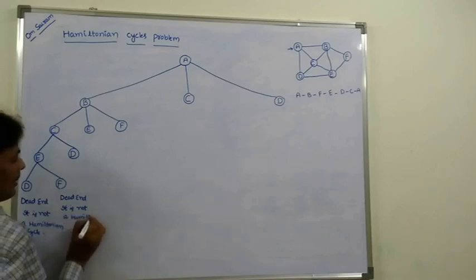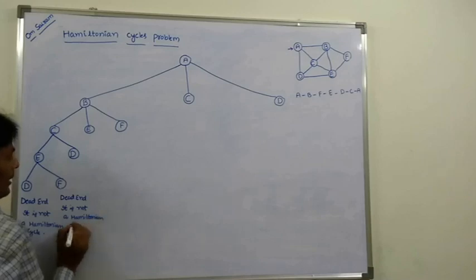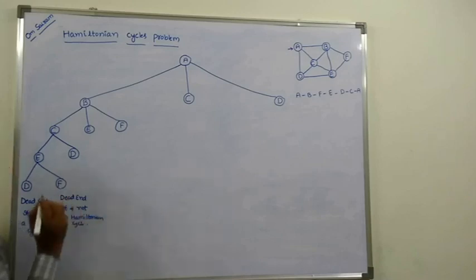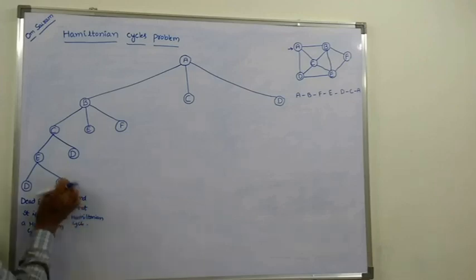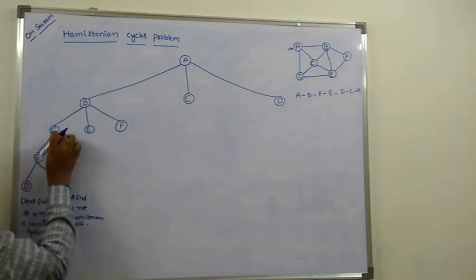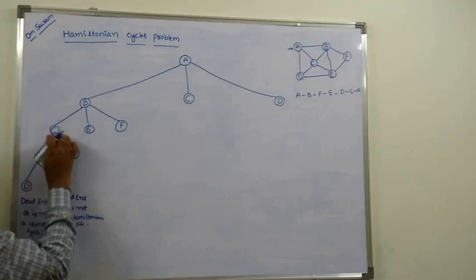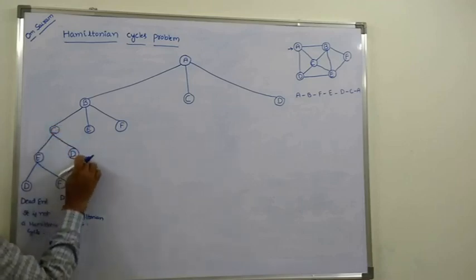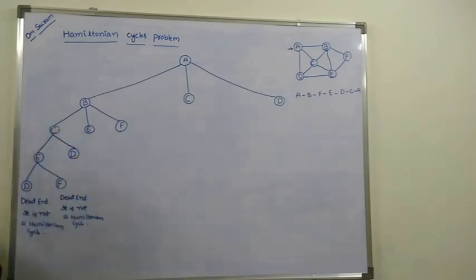It is not a Hamiltonian cycle. Next, we have to backtrack to E. We have to backtrack to C. So consider node C. The right hand side node is vertex D.